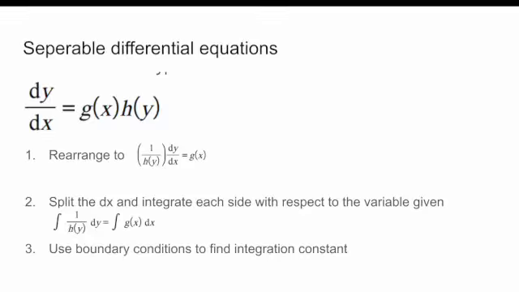Now let's look at the easiest type of differential equation to solve, separable differential equations. That's in the form dy by dx equals g of x times h of y. So you have a y term and an x term multiplied with each other. First you rearrange it into this form, 1 over h of y times dy by dx is g of x. Then you split the dx to the other side, so you treat dy by dx as a fraction and multiply both sides by dx to get 1 over h of y dy is equal to g of x dx. And then you integrate both sides, so the left side you integrate with respect to y and the right side with respect to x.